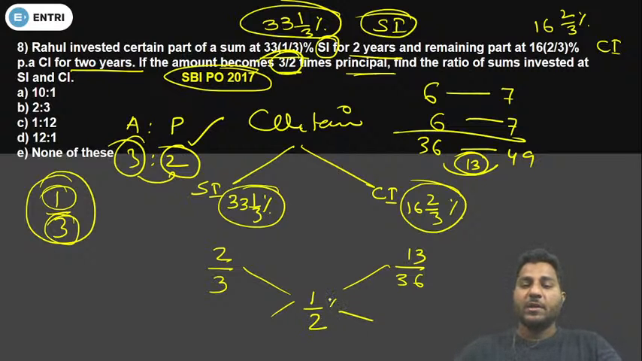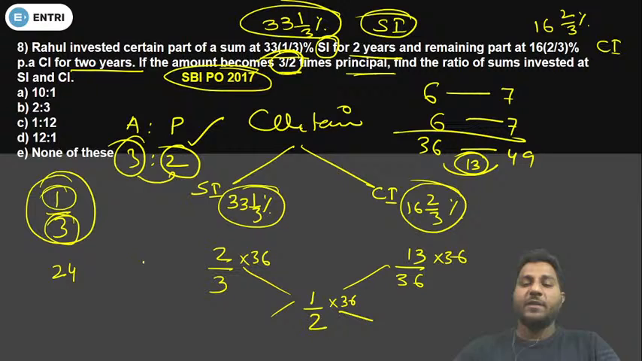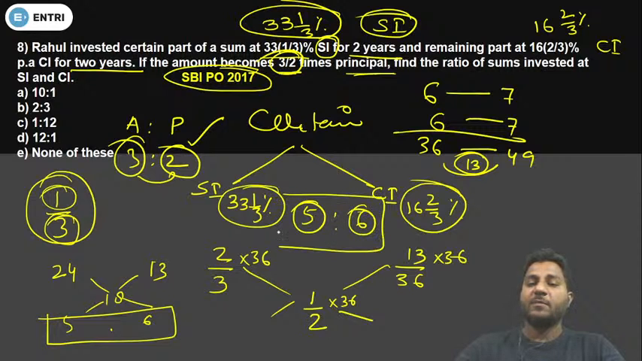Earlier question. Now we will do what? Multiply it with 36 to equate them in the ratio. Now it will become 24, 13 and 18. Now when you solve this, 5:6. Your final answer, that means from simple interest we have made 5 investment, and from compound interest we have made 6 investment. That means your final answer will be 5:6.